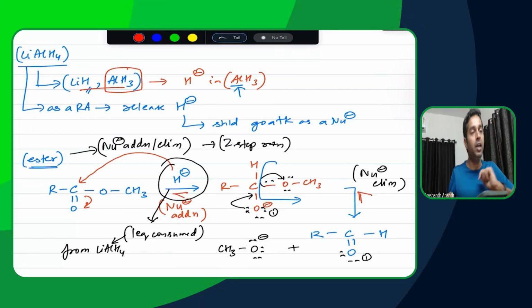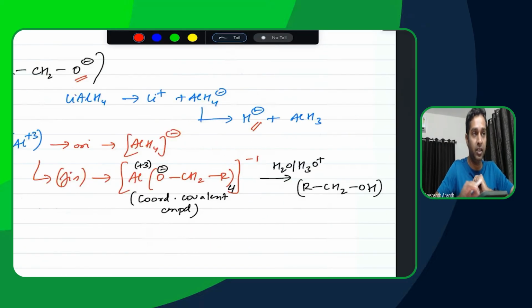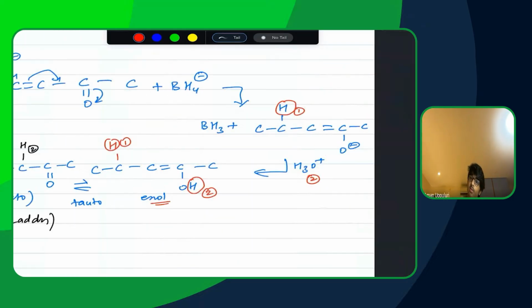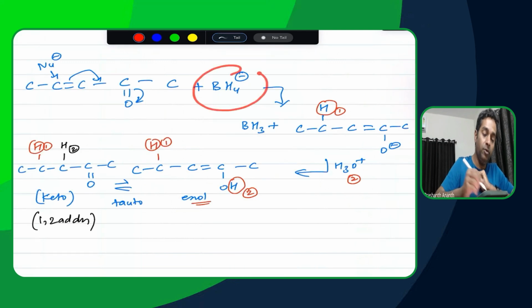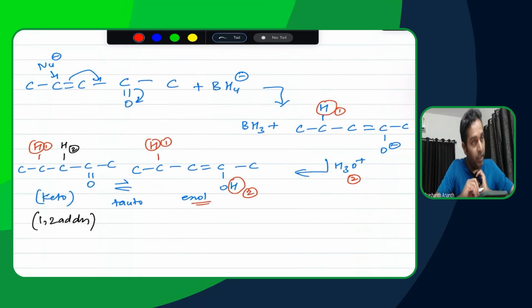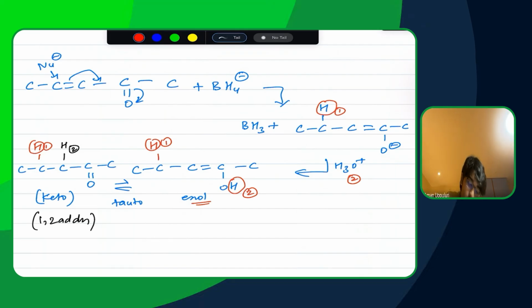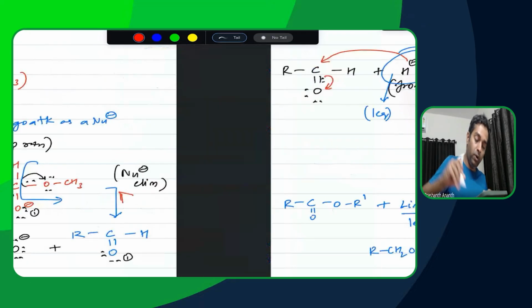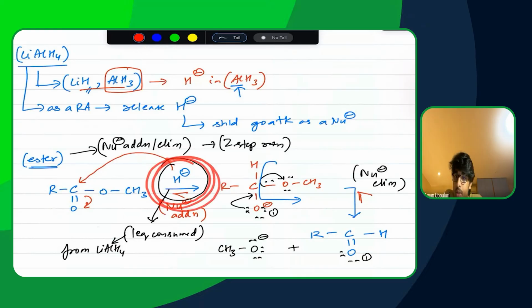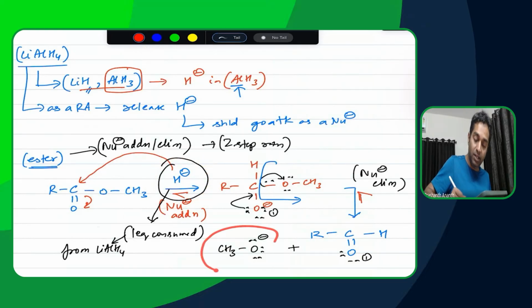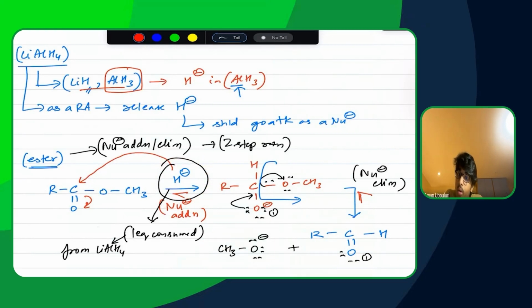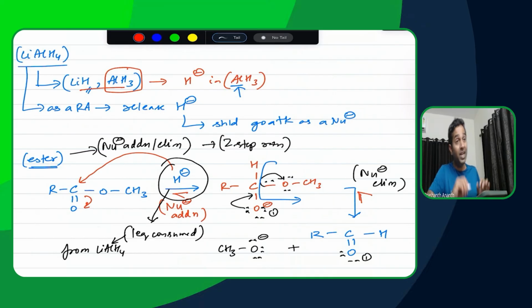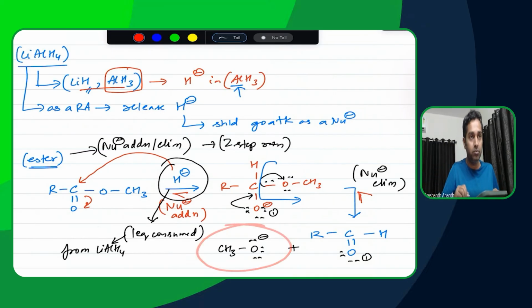In the case of NaBH4, what is my nucleophile which is attacking? Is it H minus? BH4 minus. Yes, that is the problem. So that's a weaker nucleophile than H minus. Here, what is the nucleophile which did the job? H minus. That is the one which kicked this guy out. So BH4 minus is weaker, which is why you cannot do that.